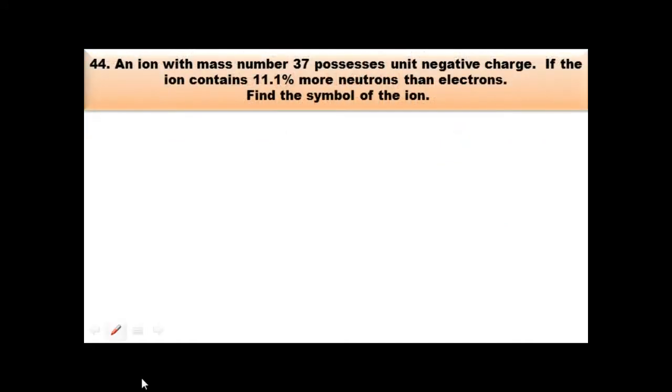The next question, question number 44. An ion with mass number 37 possesses unit negative charge. If the ion contains 11.1% more neutrons than electrons, find the symbol of the ion.